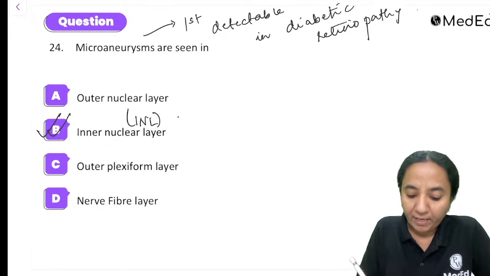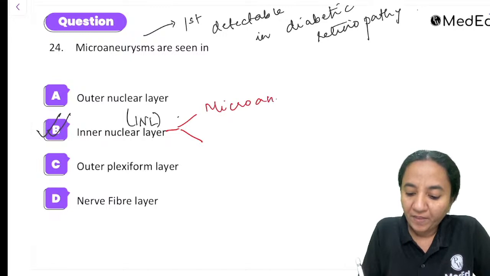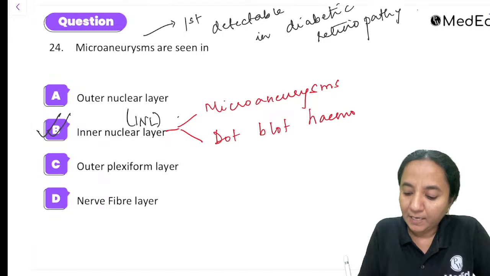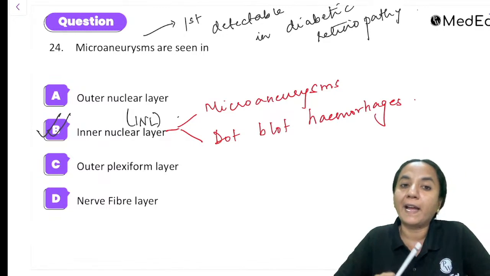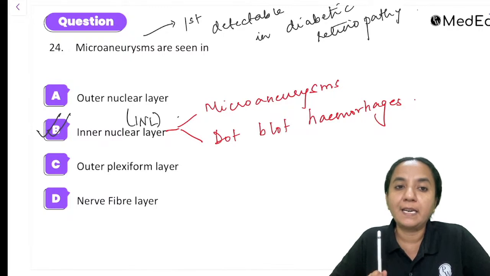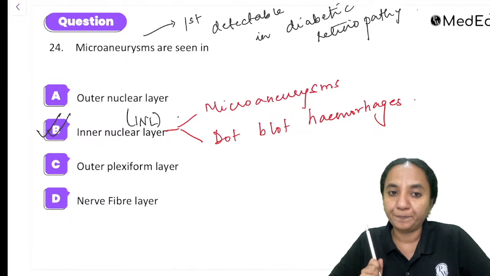So please remember, in the inner nuclear layer, two things are seen. You get to see microaneurysms and you get to see dot and blot hemorrhages. So both can be asked as a question, like where are microaneurysms seen, where are dot blot hemorrhages seen. So both these, that is microaneurysms and dot blot hemorrhages, are seen in the inner nuclear layer.